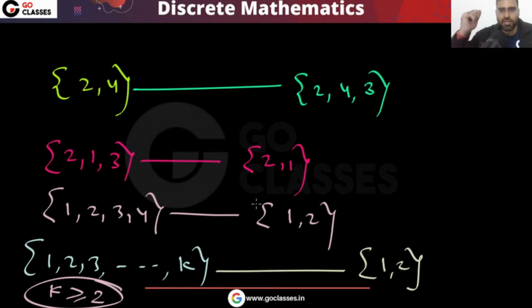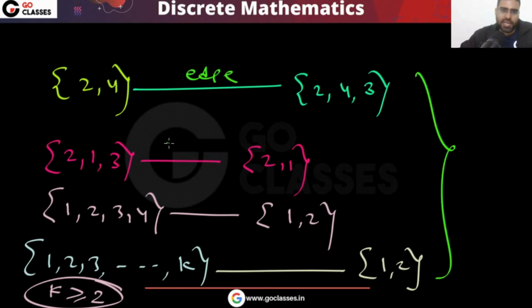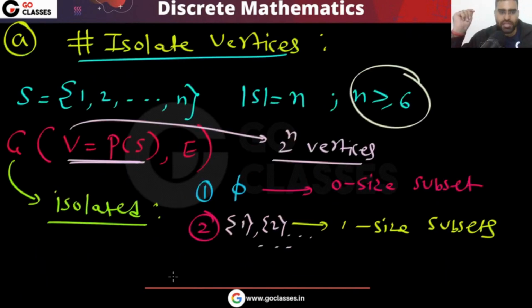Are you getting my point? So whatever set you take, that will be adjacent. There will be edge, edge, edge. So you can guarantee that remaining are not isolated. Yes or no? So only these are isolated, no other is isolated. No other vertex is isolated.